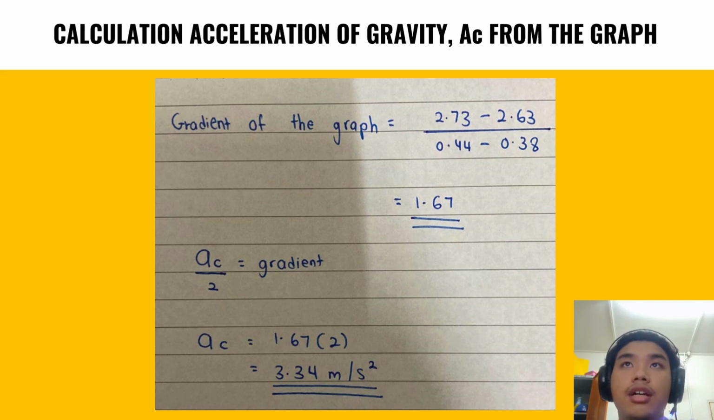And this is the calculation of acceleration of gravity that we get from the graph. As we can see, we get the gradient of the graph, which is 1.67, and the acceleration of gravity is 3.34 meters per second square.